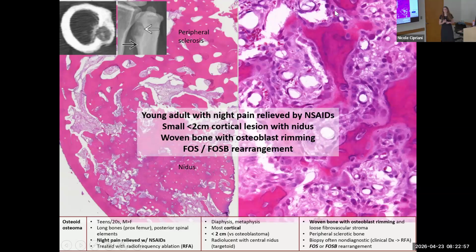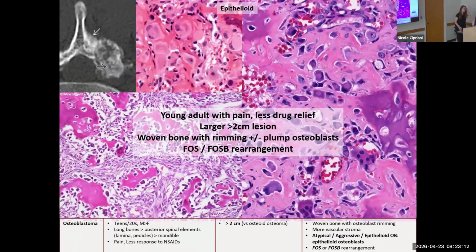So osteoblast rimming usually means benign. You generally won't see osteoblast rimming in neoplastic bone of osteosarcoma, but you may see it in reactive conditions or benign neoplasms such as this. FOS-FOSB rearrangement is the driver of this. Similarly, osteoblastoma, also FOS-FOSB rearrangement, but not really that night pain, not really cured by NSAIDs, right?